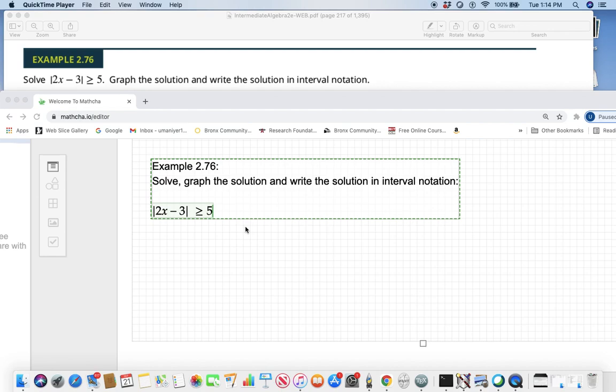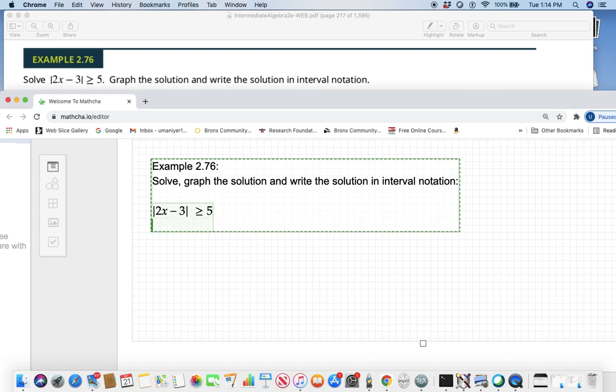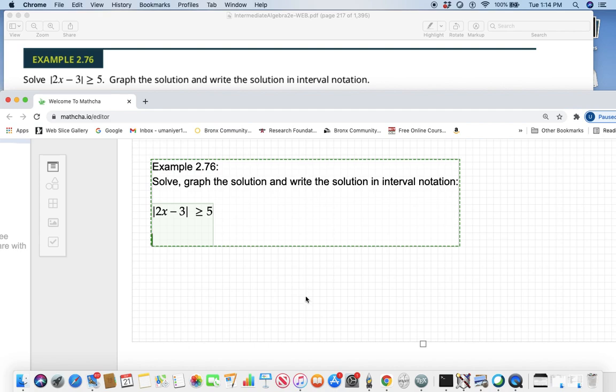Welcome back. Example 2.76. Solve absolute value 2x minus 3 greater equals 5. You want to graph the solution and write the solution in interval notation. Fine. When it is greater equals, by now you notice you have two options.